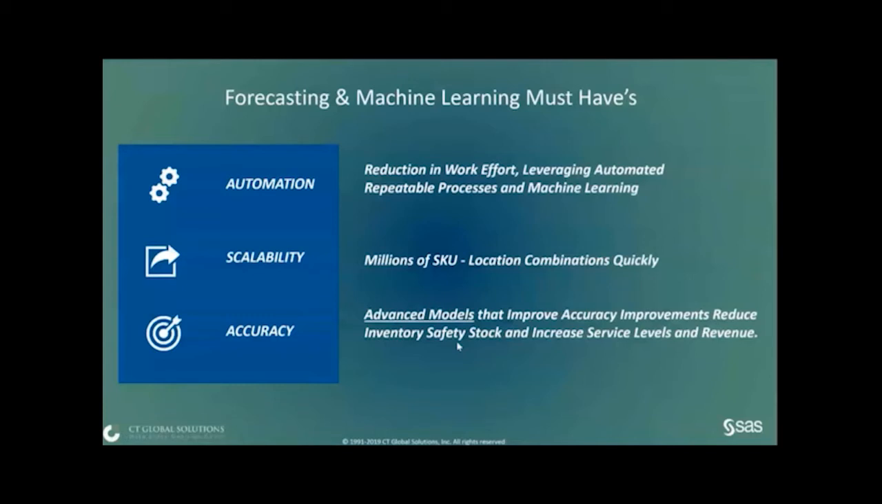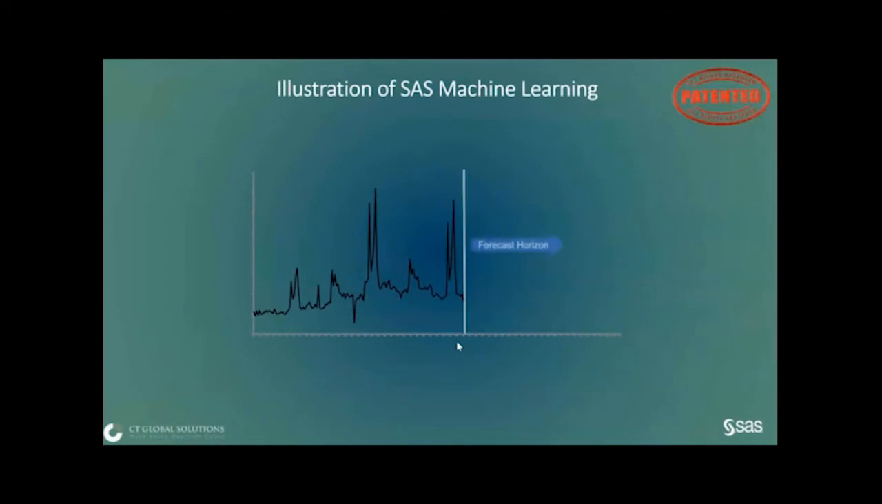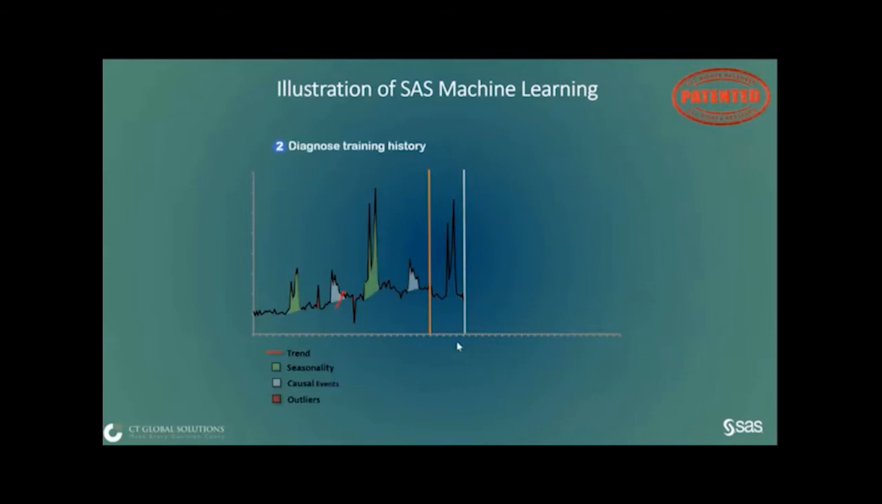So what's occurring here in a quick illustration of machine learning. This is occurring behind the scenes, okay? And again, there are many, many patents associated with it, but for every level in the hierarchy, we're going to look at a time series in terms of history, create a forecast horizon. Machine learning automatically creates a holdout sample for the training period. The system is then going to scan that and produce a set of competing models associated with that.